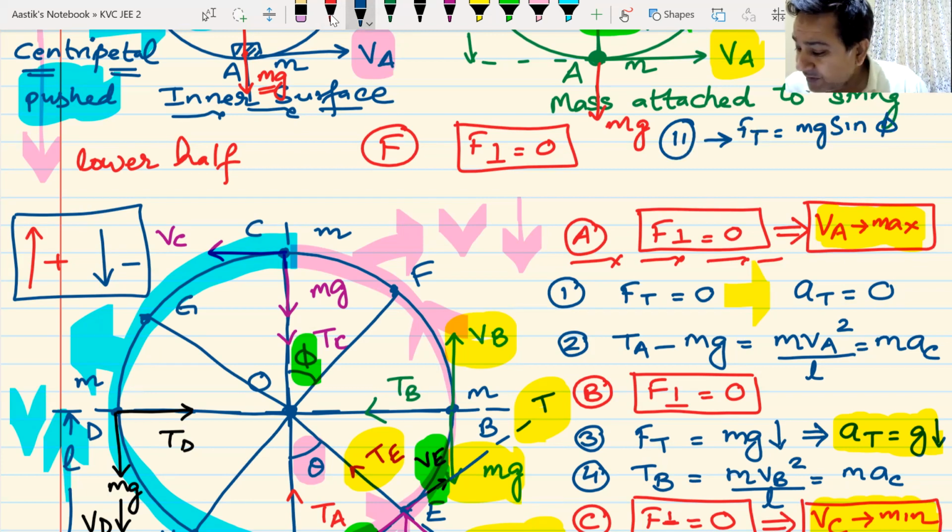Great. Shall I draw the diagram here? I will draw the diagram here with this. Mg is going like this.